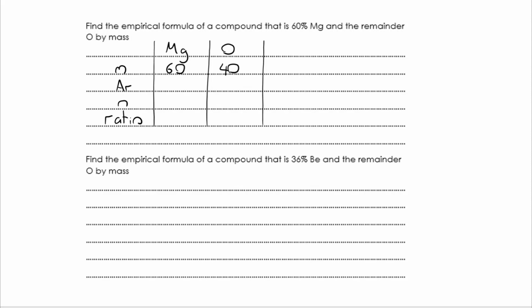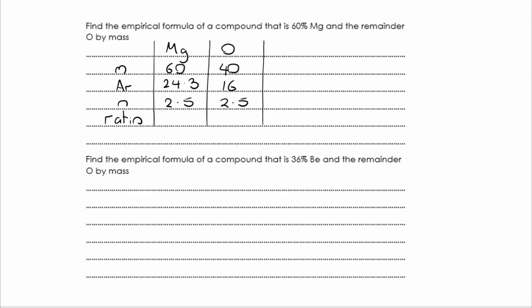Now for the atomic mass, I go to the periodic table. I look at the mass number. Magnesium is 24.3, oxygen is 16. And then I've got to use my mole calculation that we discussed back in video 1 of this topic. Number of moles is mass divided by atomic mass. One of the great things about this table is mass is over atomic mass, and it leads into the moles. So I do 60 over 24.3, I do 40 over 16, and I get 2.5 for both of them.